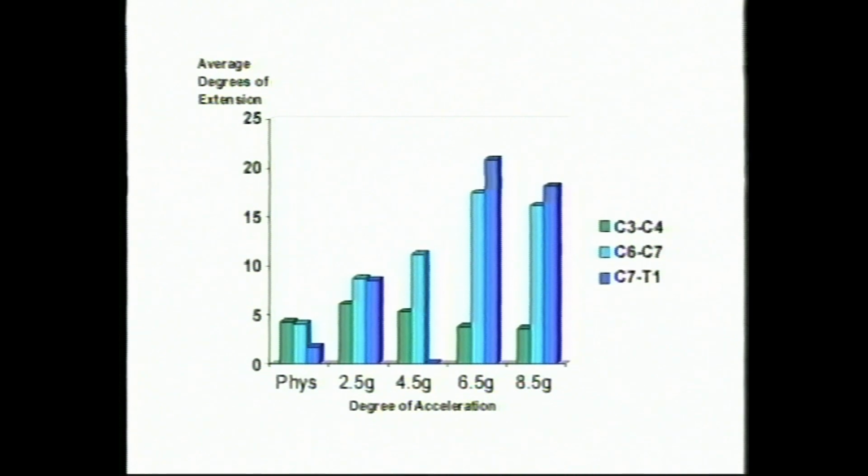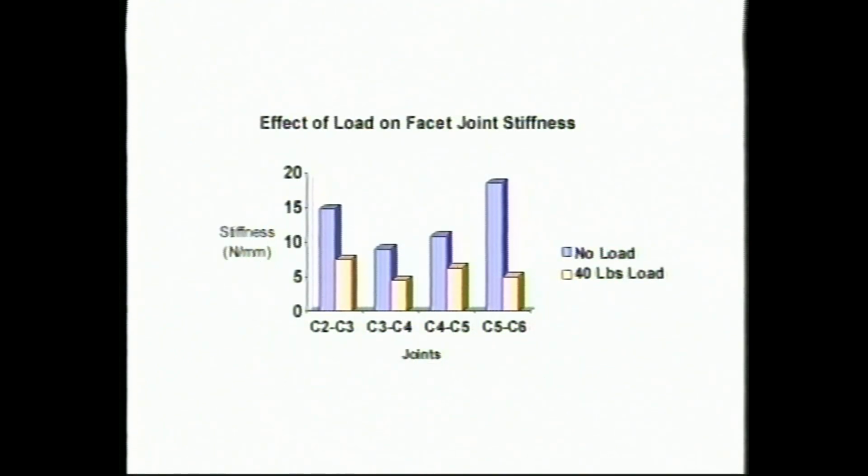the specimens to impacts of 2.5, 4.5, 6.5, and 8.5 Gs, similar to what an occupant would experience in a low-speed crash. Grauer found that the joints at C3, C4, C6, C7, and C7-T1 moved less than 5 degrees during normal extension. When the spine was subjected to greater impacts, the C6, C7, and C7-T1 joints experienced dramatically greater rotations than they could handle, while the C3-C4 joint stayed within its physiological range.